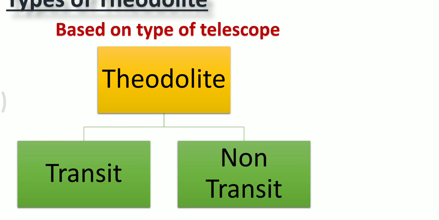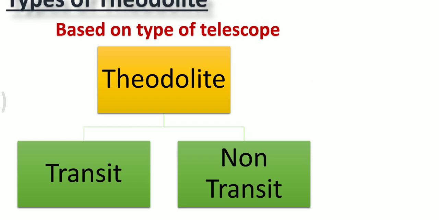Transit theodolite means the theodolite whose telescope can be rotated in the vertical plane. This theodolite is called a transit theodolite. That means with the help of this theodolite we can easily measure the vertical angle. This theodolite has a vertical circle, and with the help of that vertical circle we can measure the vertical angles.